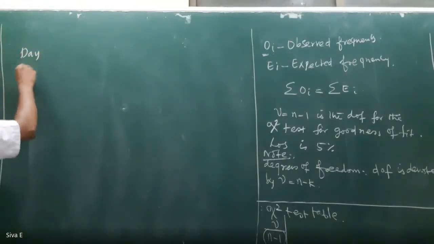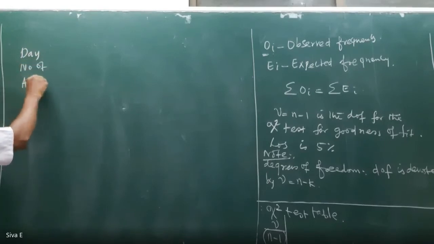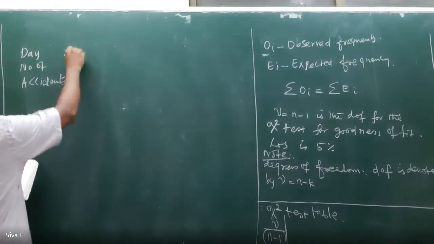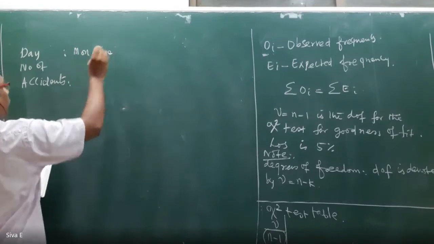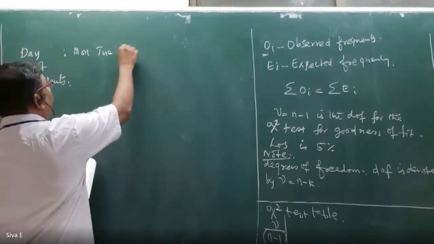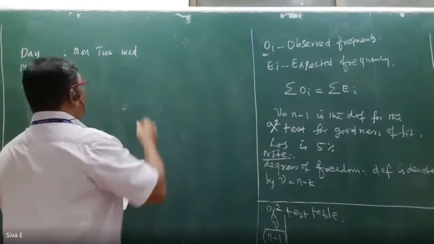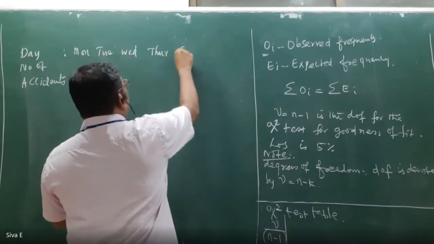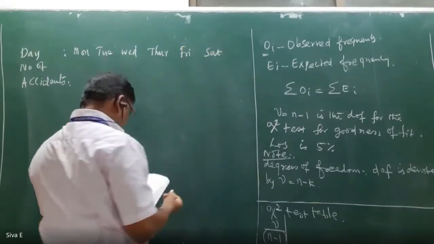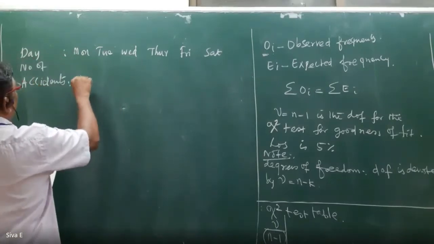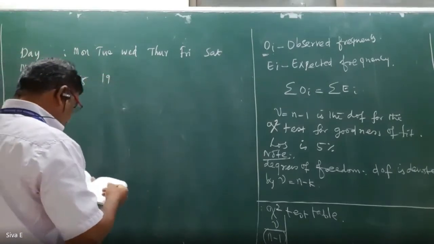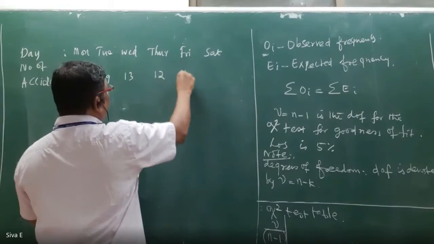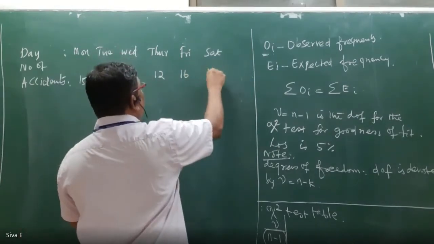Day, number of accidents. Monday, Tuesday, Wednesday, Thursday, Friday, Saturday: 15, 19, 13, 12, 16, 15.